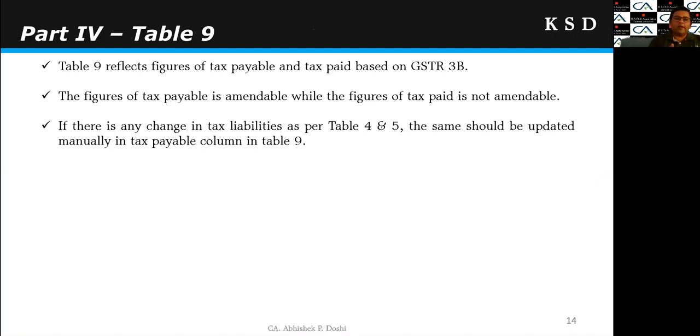Right? So if I have made any changes in table 4 and 5, say for example, I have increased the liability in table 4 and 5, then I need to manually amend the tax payable figure in GSTR 9, table 9, right? It will not be automatically updated, but I need to manually update the tax payable figure under the table 9 of the GSTR 9. Tax paid will be on the lower side, so there will be a difference, and that difference should be discharged through DRC 03 challan, right?